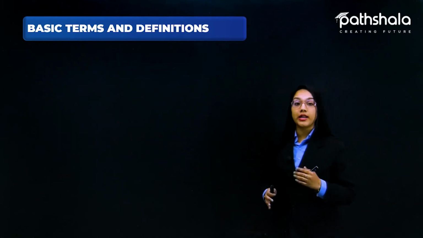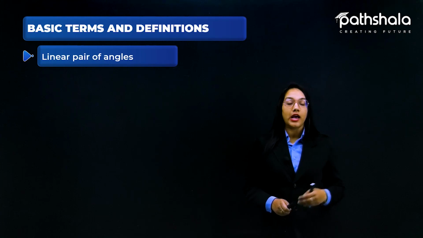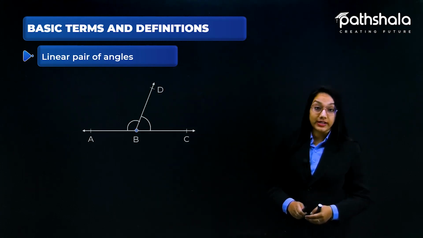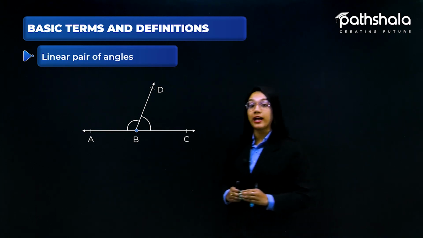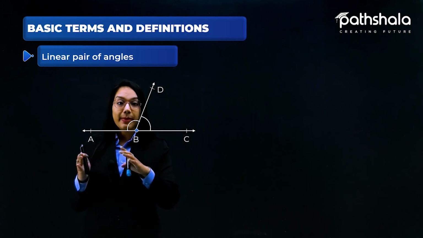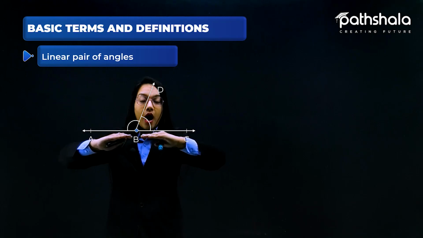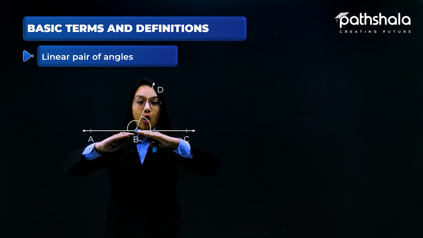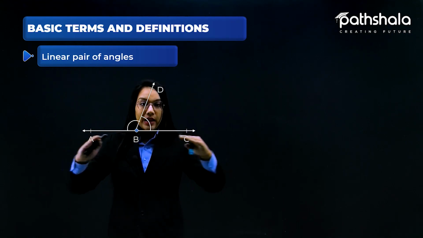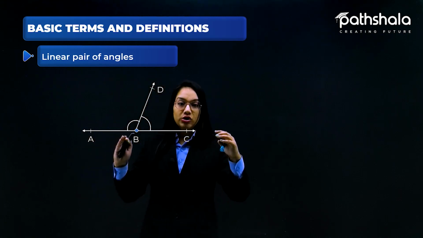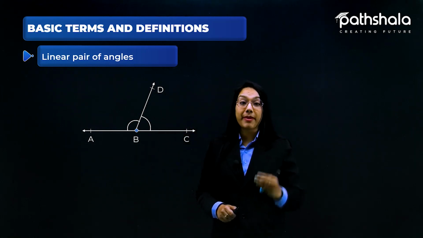Now let's talk about another kind of angles which are called the linear pair of angles. So what are linear pair of angles? Let us suppose I'm again talking about the adjacent angles, but here the non-common arms of the adjacent angles are actually forming a line. You can see all by yourself that ABD and DBC are two adjacent angles, but their non-common arms are actually forming a straight line in such a way. Such a type of angles are called a linear pair of angles.